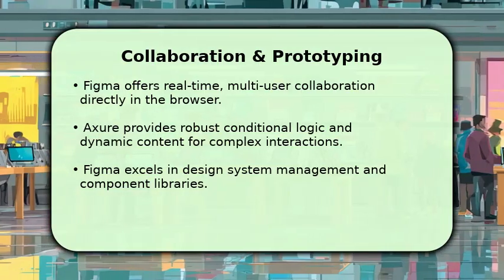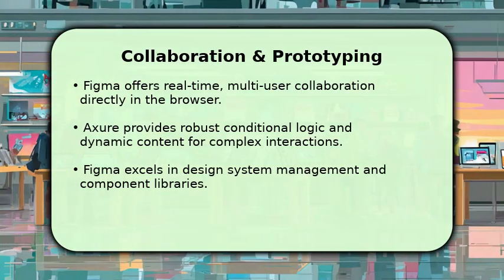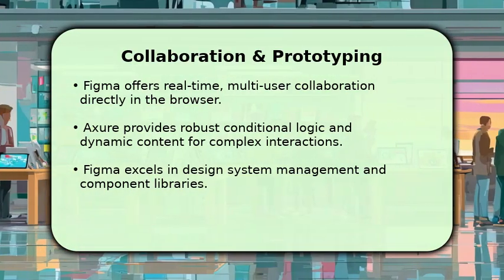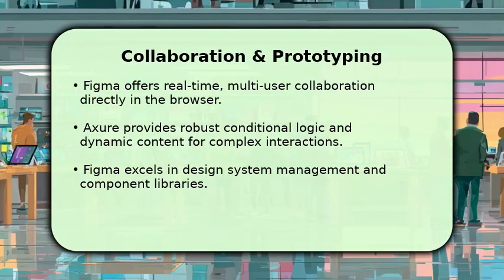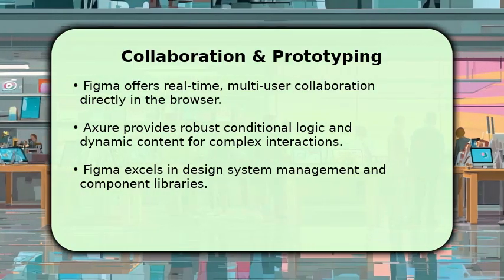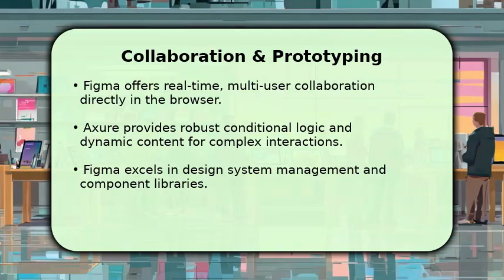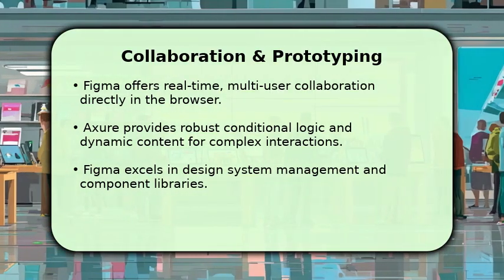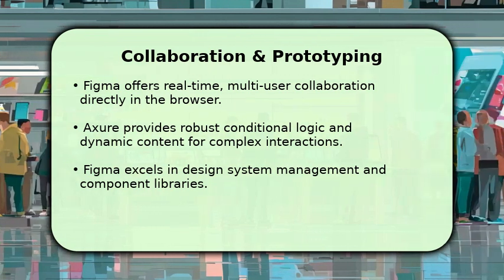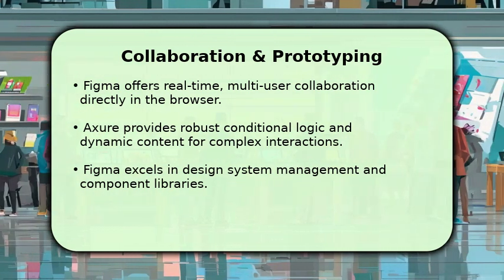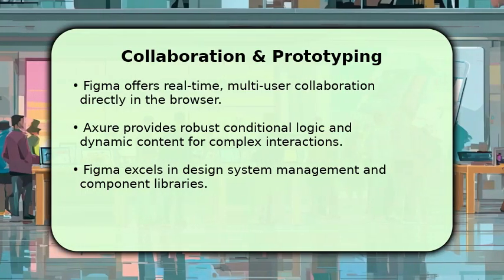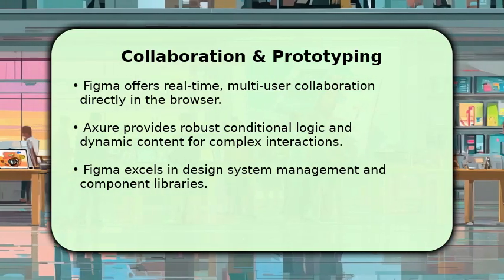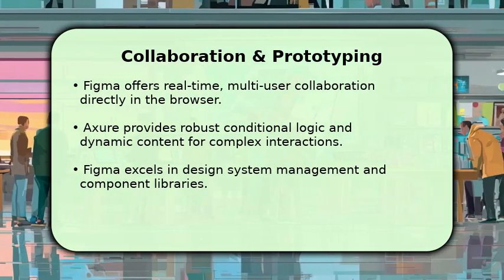When it comes to collaboration, Figma truly stands out with its real-time, multi-user editing directly within your browser, fostering seamless teamwork. Axure, on the other hand, offers incredibly robust conditional logic and dynamic content, allowing for the creation of highly complex and interactive prototypes. Figma excels in managing design systems and component libraries, while Axure provides detailed documentation and developer handoff through its generated specifications, making it a powerhouse for intricate projects.